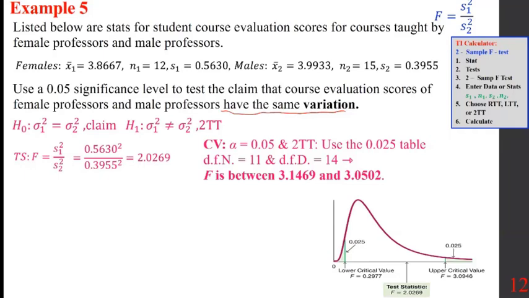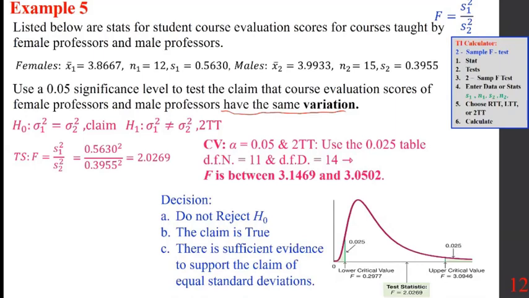So if you're not rejecting H0, then the claim comes with it. You're not rejecting, so the claim becomes true, and you write the rest of it. There is sufficient evidence to support the claim of equal standard deviations. This is a short way of writing it, or you can write the whole thing. There is sufficient evidence to support the claim, and then you pick up a sentence from the question: the claim that course eval scores of female professors and male professors have the same variation. You can write out the whole thing.